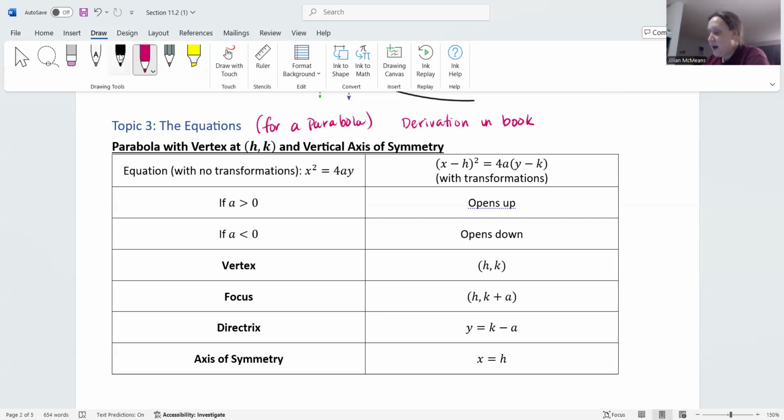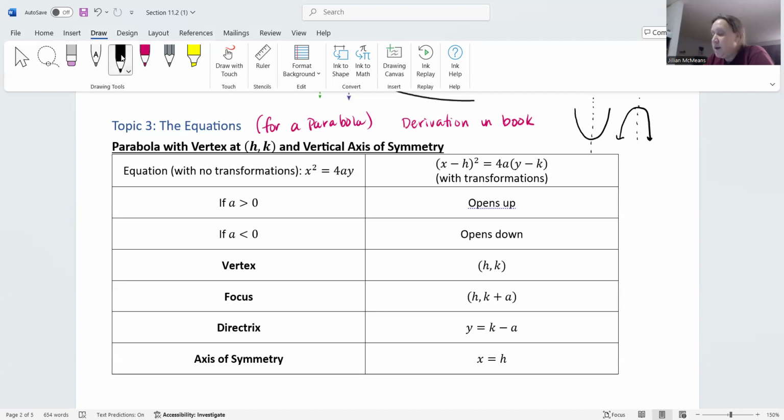So if you have a parabola that opens up or opens down, you're going to have a vertical axis of symmetry. So the parabola is oriented in a vertical fashion, we'll say. So it opens up or down. Okay. So that's what we mean by vertical axis of symmetry. The axis of symmetry is just a line. In this case, it would be a vertical line.